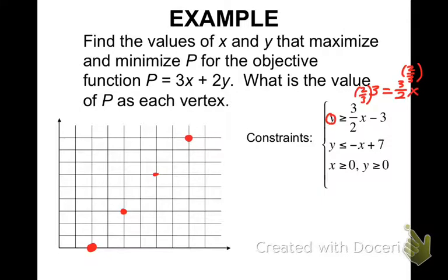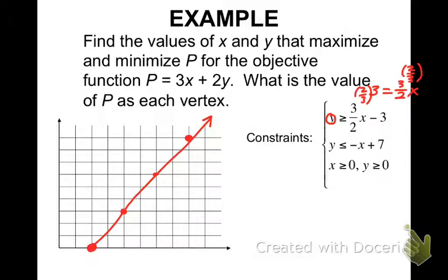Solid or dotted line? Try again. Solid. Good. Okay. We'll do our shading after I get everything graphed. All right, so let's do the next one.